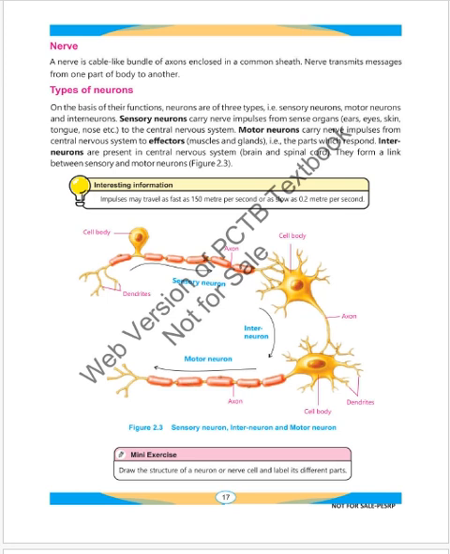Interesting information. Impulses may travel as fast as 150 meters per second or as slow as 0.2 meters per second. Mini exercise. Draw the structure of a neuron or nerve cell and label its different parts.